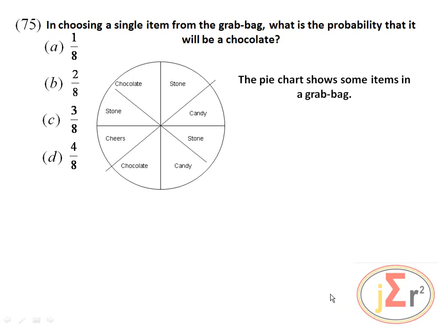Now here we have another pie chart. And this pie chart shows some items in a grab bag. Recall the formula for probability. Of course, the question is number 75 and it is asking us, what is the probability of selecting a chocolate? So let us read the question thoroughly. In choosing a single item from the grab bag, what is the probability that it is a chocolate? So what is the probability that it will be a chocolate? How do we work that out?